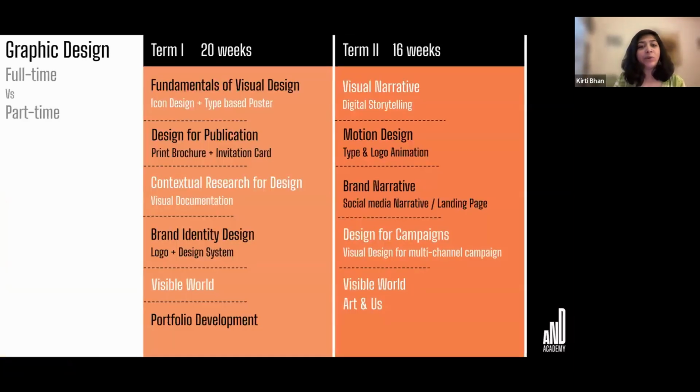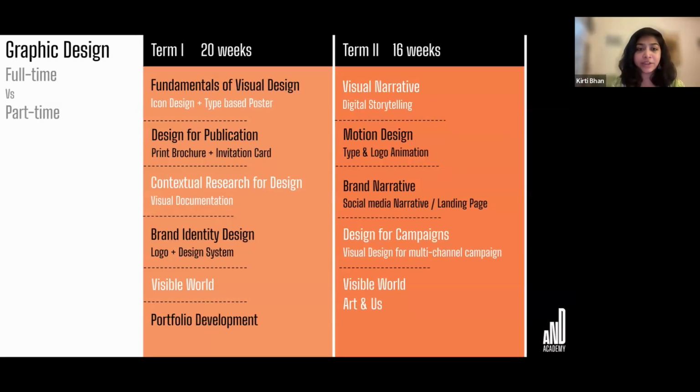Now I will tell you the difference between full-time and part-time. Everything written in white is what we do extra in full-time. But in full-time, we also do everything that we cover in part-time, with a little more detail and depth, because we have a lot of time for that. We are meeting every day, and we expect 20 hours a week from you for self-study.